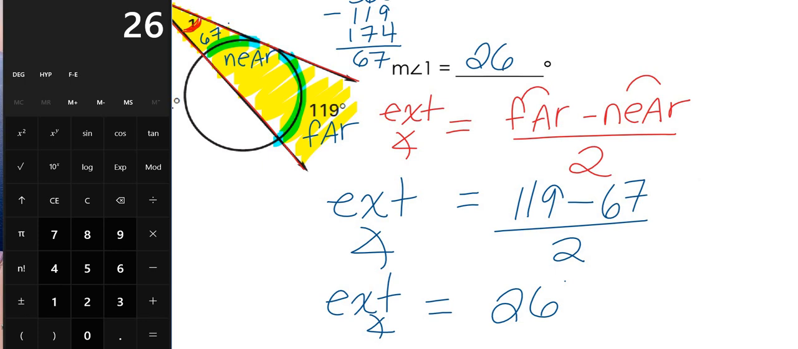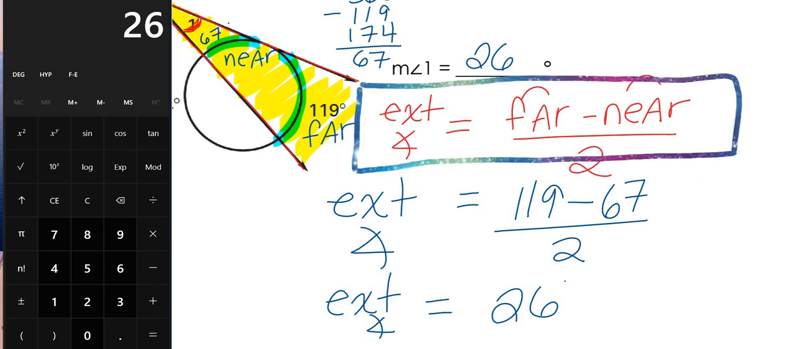Now note, I used the words external, outside, and exterior. Basically, it's whatever you see on the outside of your circle. You're going to do far minus near divided by 2. Now, you may get some problems where you have an angle on the outside, but you have a measurement for it. You can still use this formula and plug in for whatever you have to solve for whatever's missing. All right, so that completes page 22. Let's keep it moving.